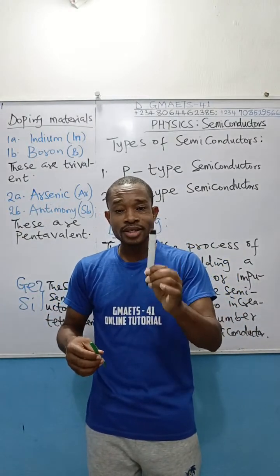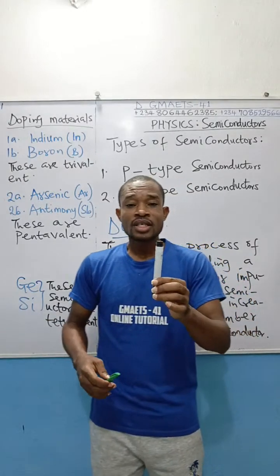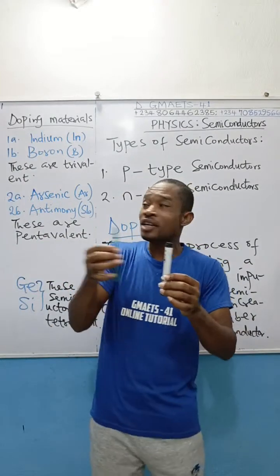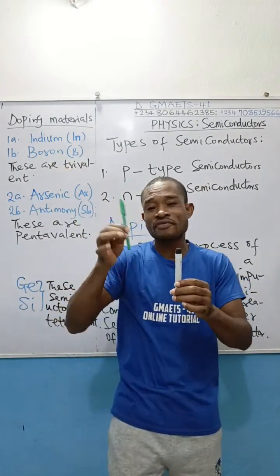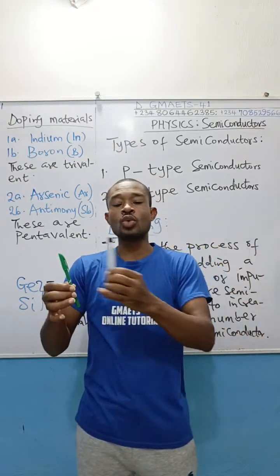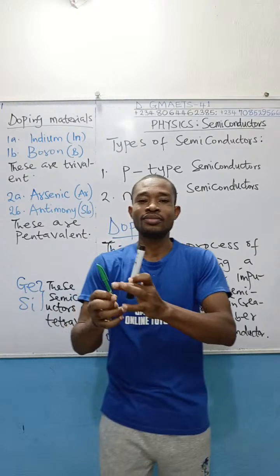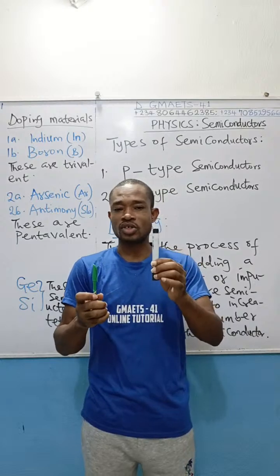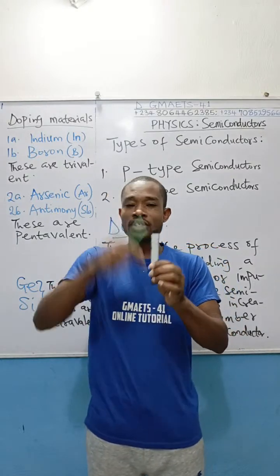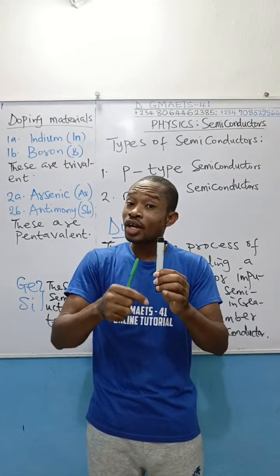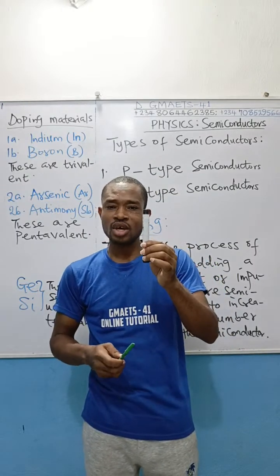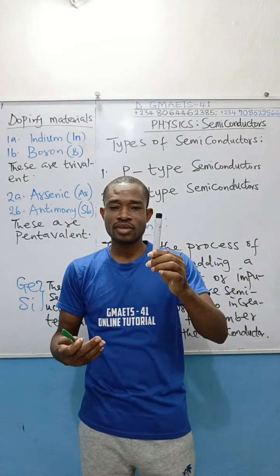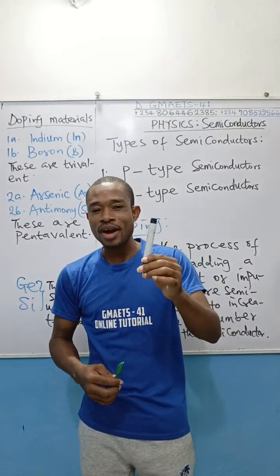Now the semiconductor in its pure state, germanium or silicon, has 4 electrons. So if you are doping with a trivalent material, indium or boron, the semiconductor will give electrons to the trivalent material. So what is the resulting effect on the semiconductor? The number of electrons will reduce in the semiconductor, which means you will have more positive charges in the semiconductor than the number of electrons.